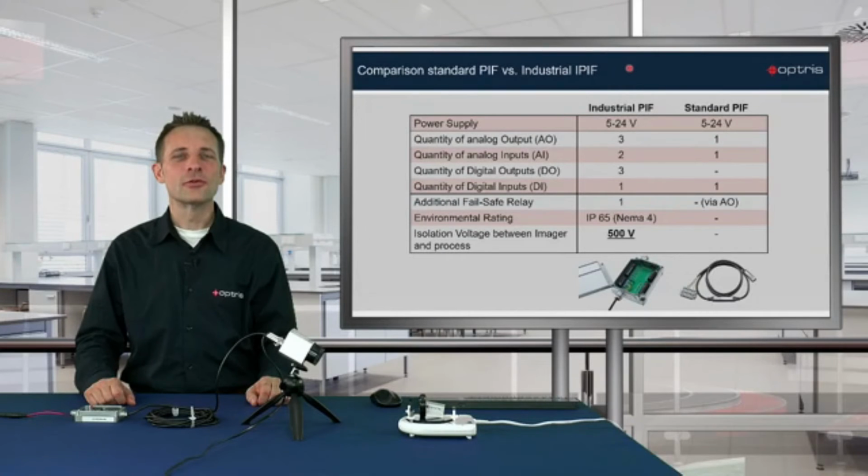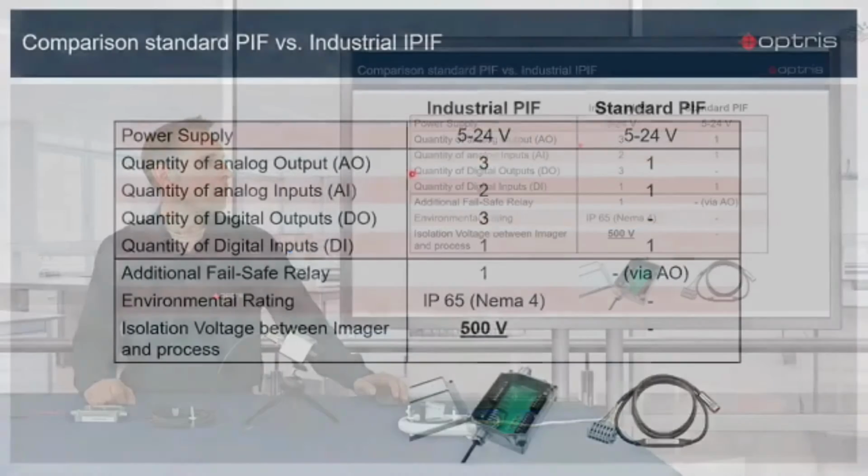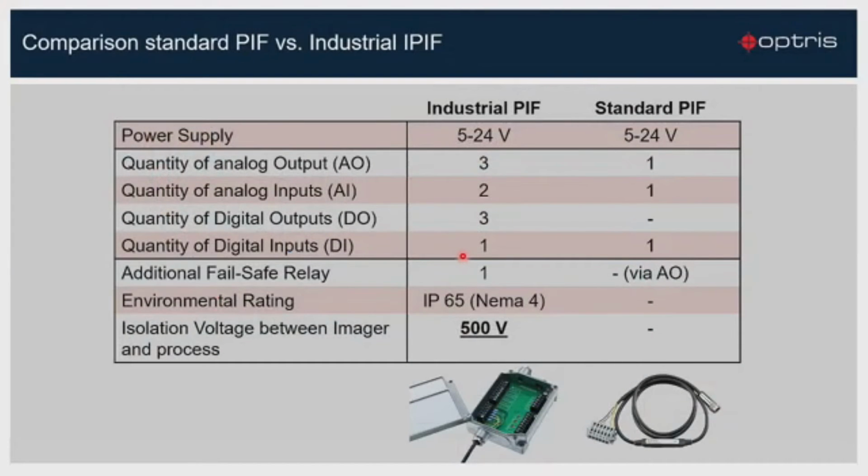Now let's have a look at the industrial process interface. With the industrial process interface, you can choose more input and output channels, and you have an additional fail-safe relay. You also have to use an external power supply of 5 to 24 volt.